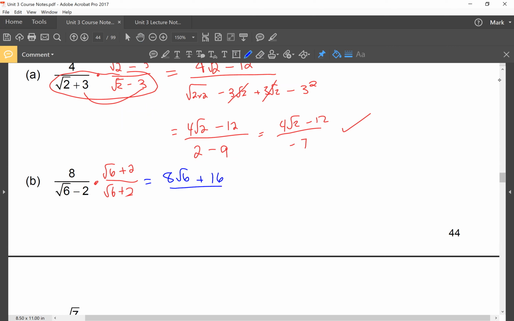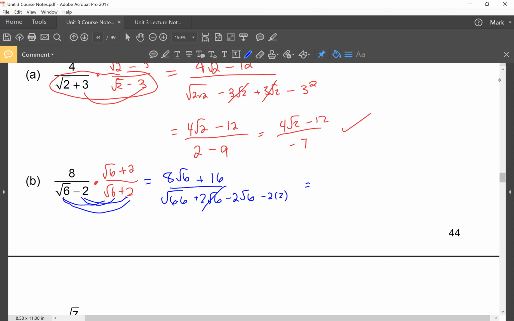Now, guys, what I'm doing is the first term, root 6 times root 6, which is root 6 times 6. Then I'm going root 6 times 2, so that's 2 root 6. Negative 2 times root 6, so that's minus 2 root 6. And then negative 2 times 2.